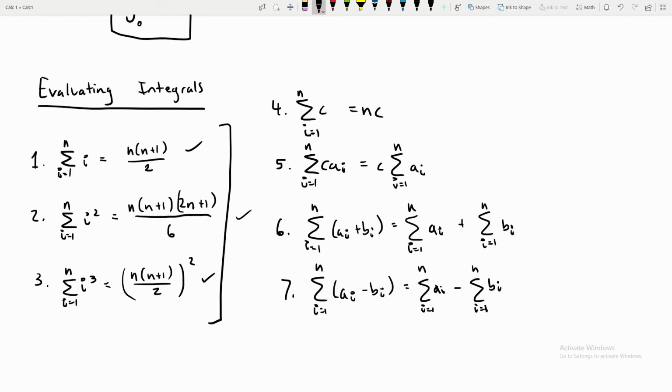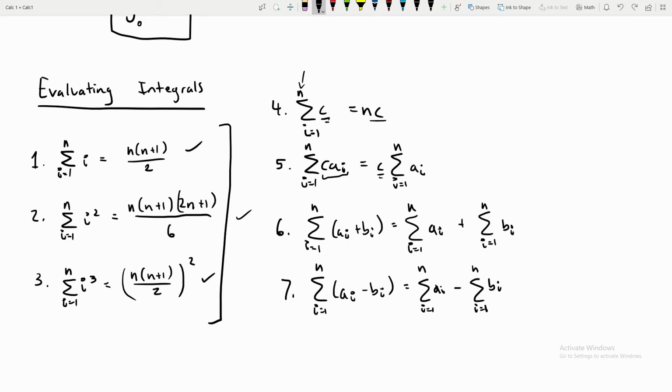If we have the sum from i equals 1 to n of a constant, all we're going to do is take that constant and multiply it by whatever n was in this case. If we're taking the sum of a constant multiplying an expression, then we can just bring that constant outside of the sigma sign because it's not dependent on any of the variables, especially i. If it's not dependent on i, we can bring it out of the sigma function.